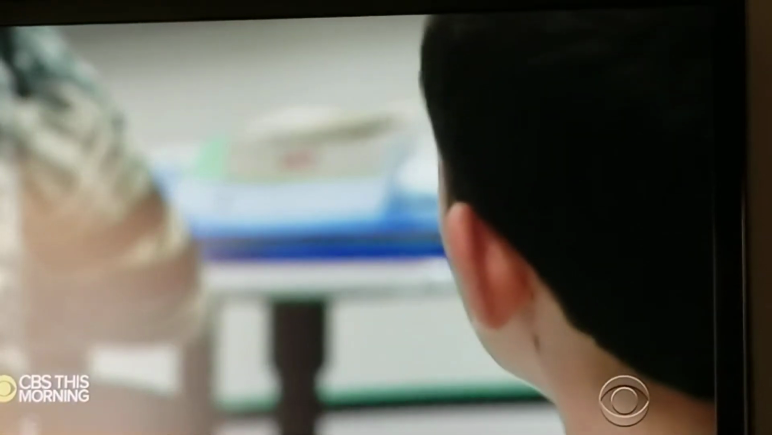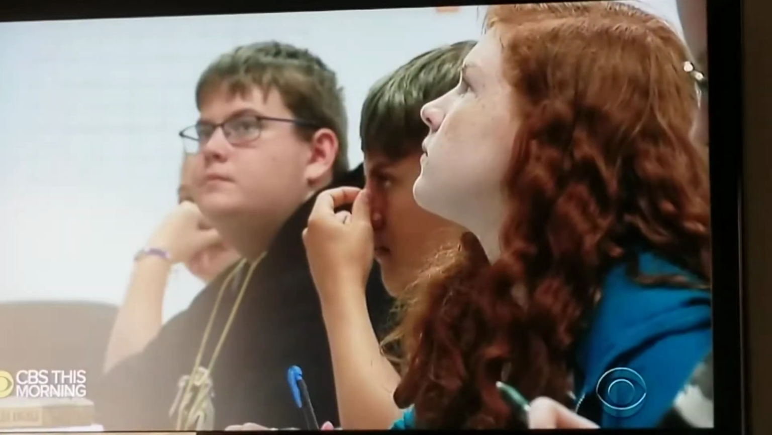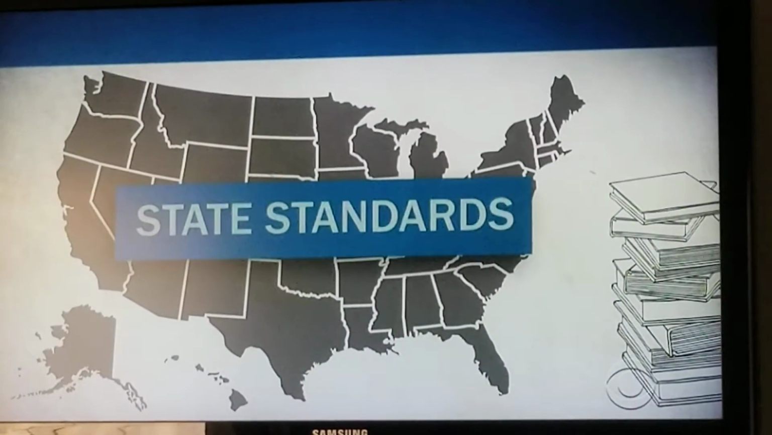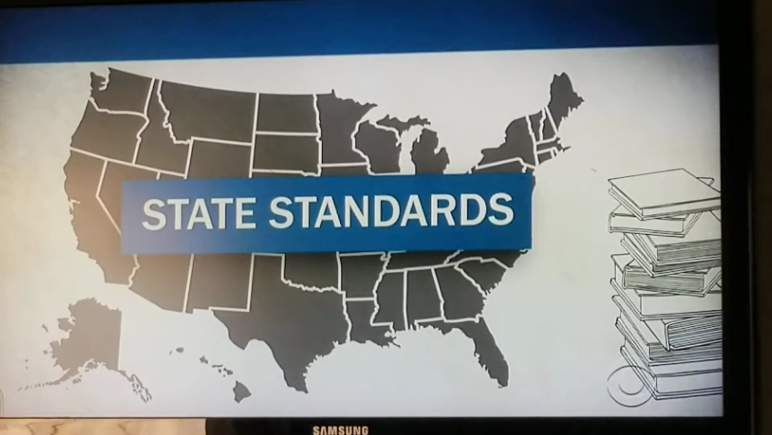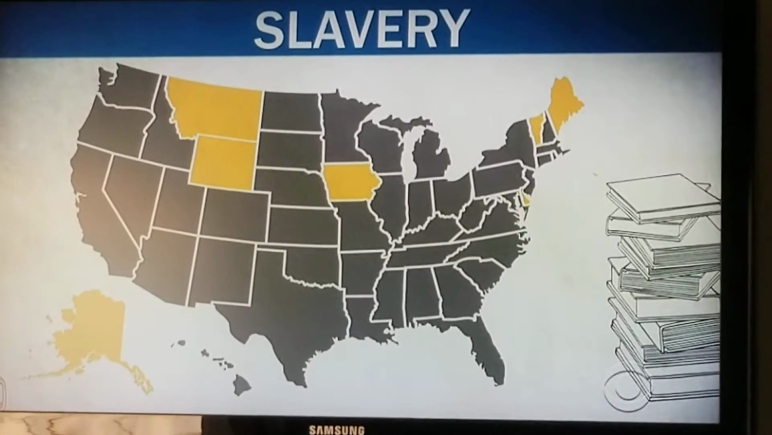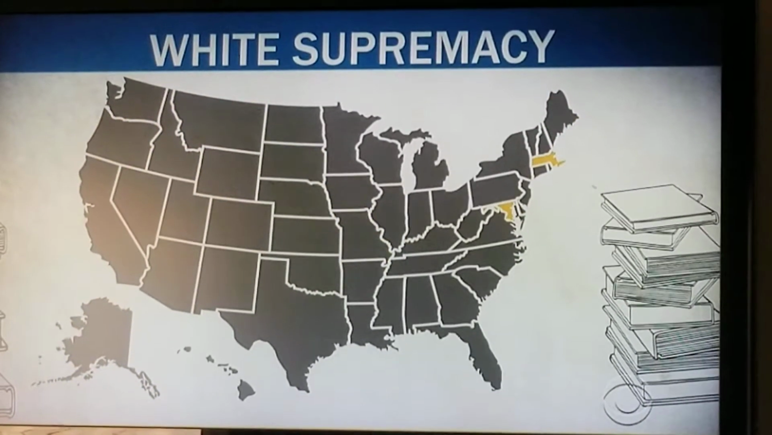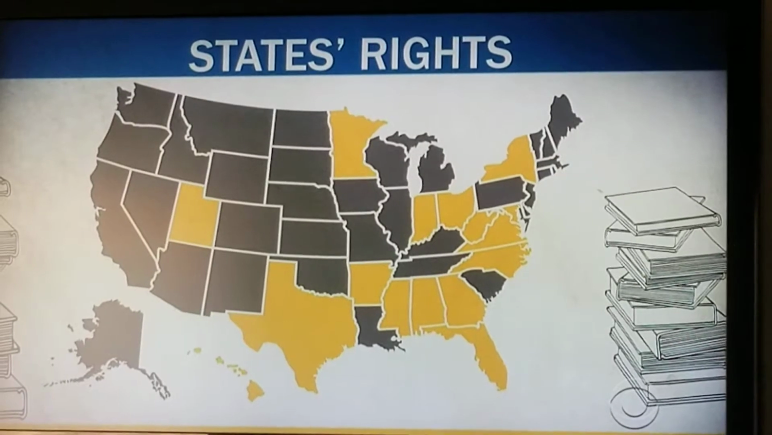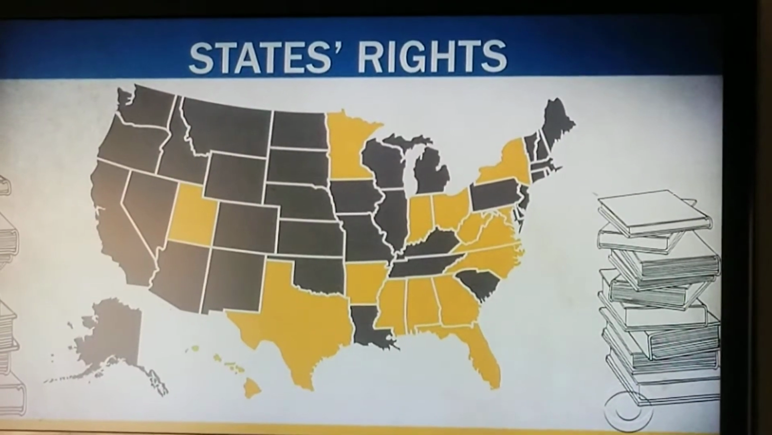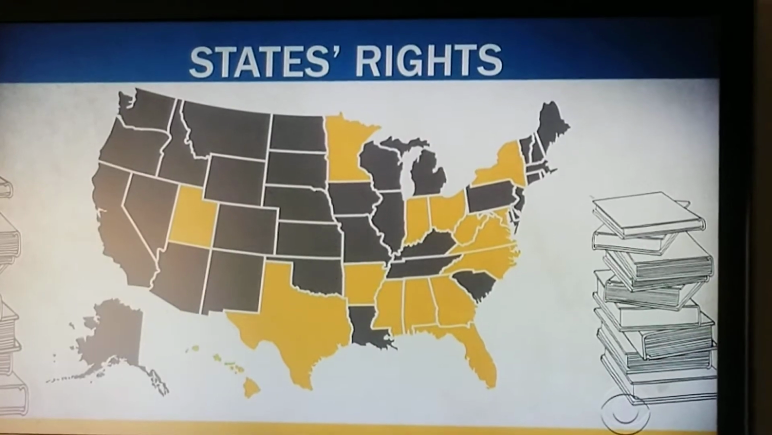Each state sets standards which outlines what students are expected to learn. CBS News took a look at the social studies standards for all 50 states and the District of Columbia. We found 7 states do not directly mention slavery, and 8 do not mention the civil rights movement. Only 2 states mention white supremacy, and 16 list states' rights as a cause of the Civil War, which Kendi says is a problem. This was the term that the Confederate states, that later segregationists and even some slaveholders utilized to hide that they were really fighting for the rights of slaveholders.